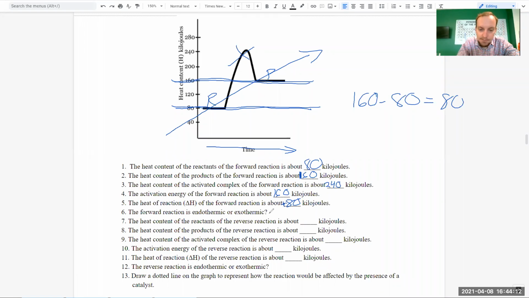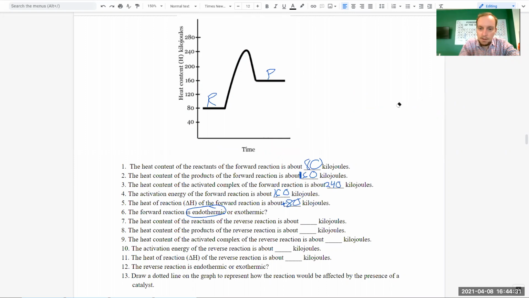Okay, so then that means, let's go for number 6. The forward reaction is endo or exothermic. Again, like I just said, it is going an upwards trend. Therefore, that would be endothermic. We are gaining energy.